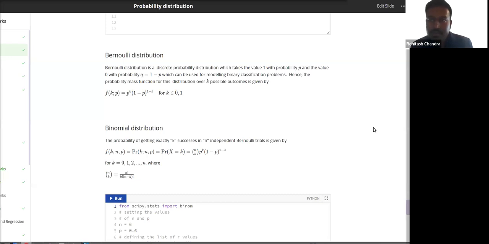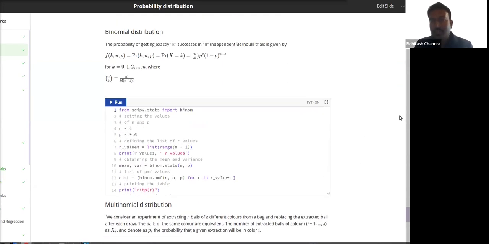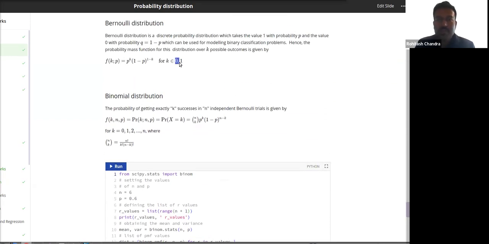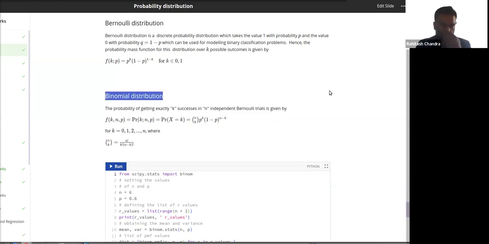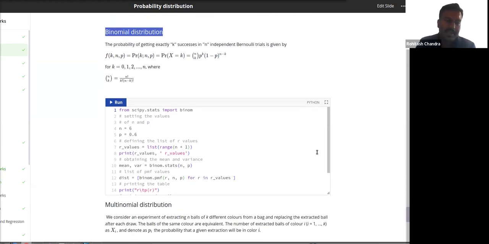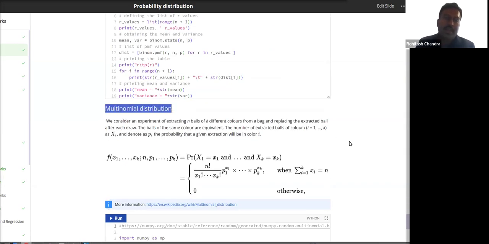If there are categorical values, that's classification. Then the Bernoulli distribution and binomial distribution are the distributions used to model categorical data. When you have binary values, you have the Bernoulli distribution, and if you have n independent Bernoulli trials, then that's a binomial distribution. But when you have more than two classes, not binary classification but multi-class classification, you are looking at a multinomial distribution.